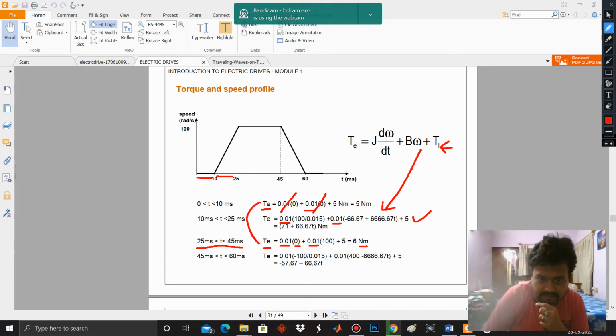Now again, here from 45 to 60, that means for this interval this is completed. So here, it will just be the opposite. So it is 0.01 into, just substitute minus over here, minus 100 by 0.015 plus 0.01, and it is 400 minus 6666.67 T, plus 5. So this is the equation.